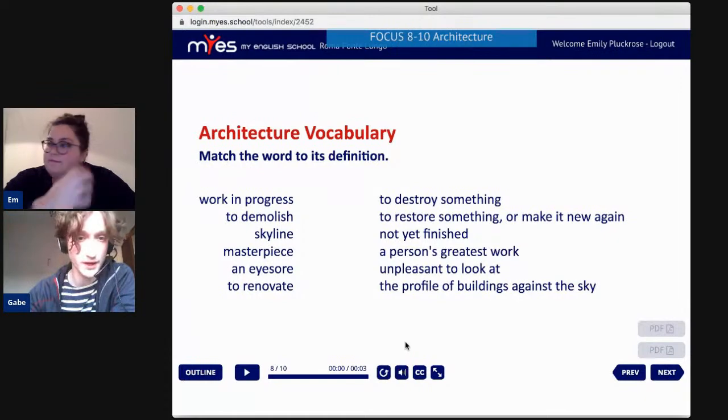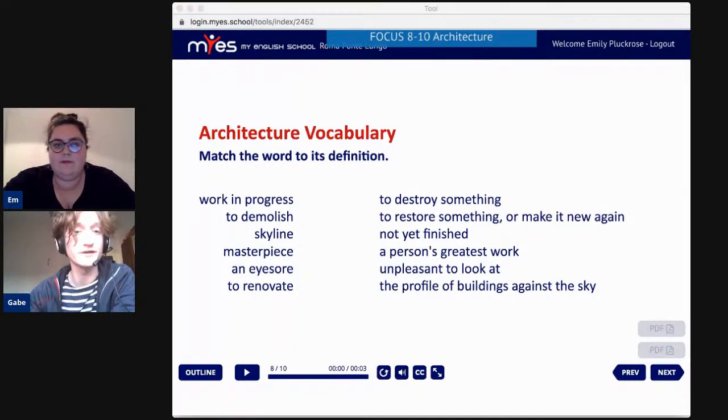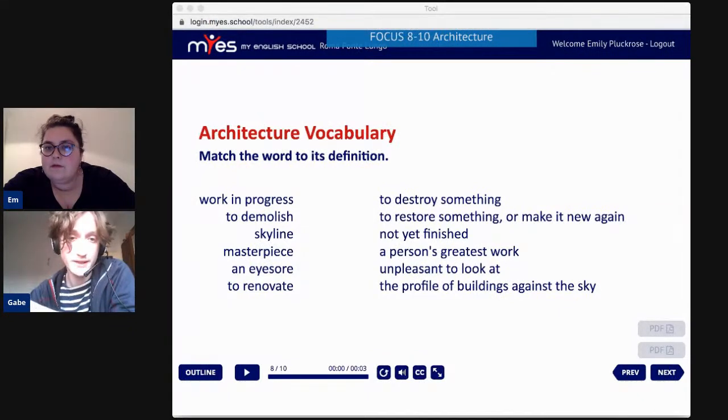I'll read the list on the right, and the idea is to match up the architecture specific vocabulary on the left to the ones on the right. So we've got: to destroy something, to restore something or make it new again, not yet finished, a person's greatest work, unpleasant to look at, and the profile of buildings against the sky.